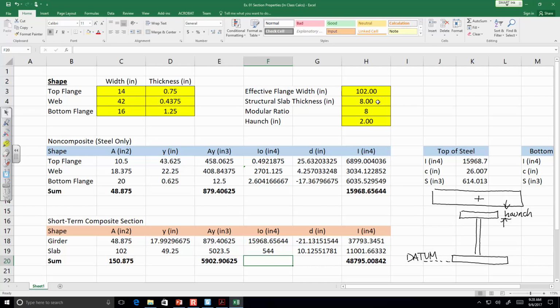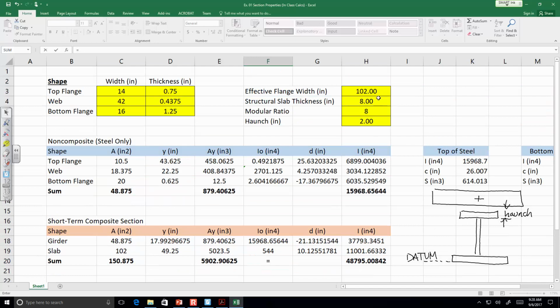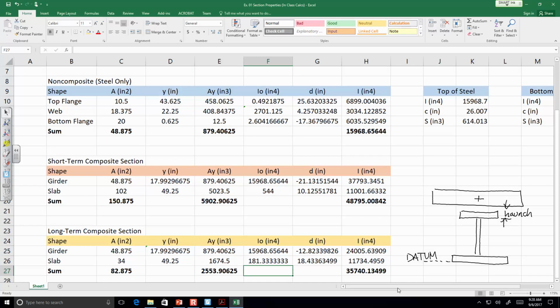Okay? For this one equals the width divided by 3N, times thickness cubed divided by 12. Does that make sense? Here's the best part. Let me erase this little diagram right here.